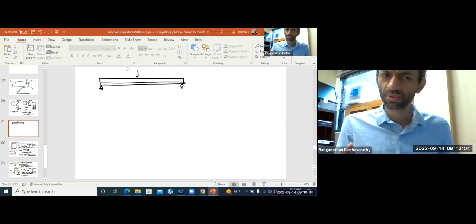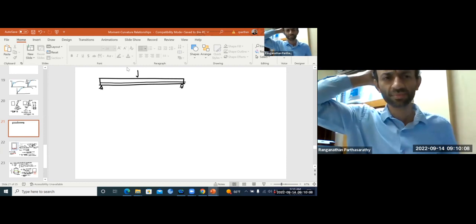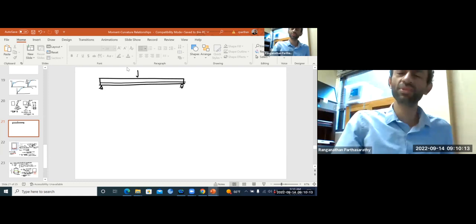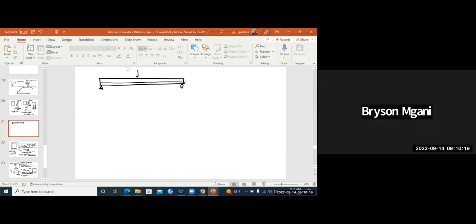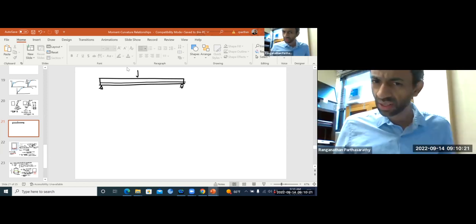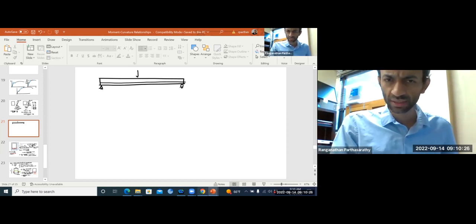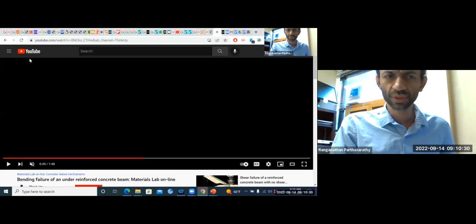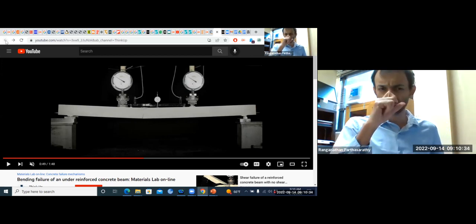But if you have good ductile failure, it will collapse slowly, so you have enough time to do the emergency procedure and rush out. So at least you saved the lives, right? So when will you have that kind of failure? See, you saw here. Let's go back to the video. This is under reinforced. Let's go back to over reinforced, okay?